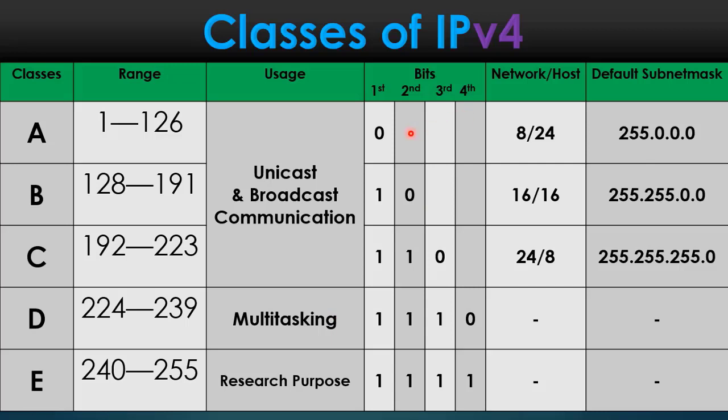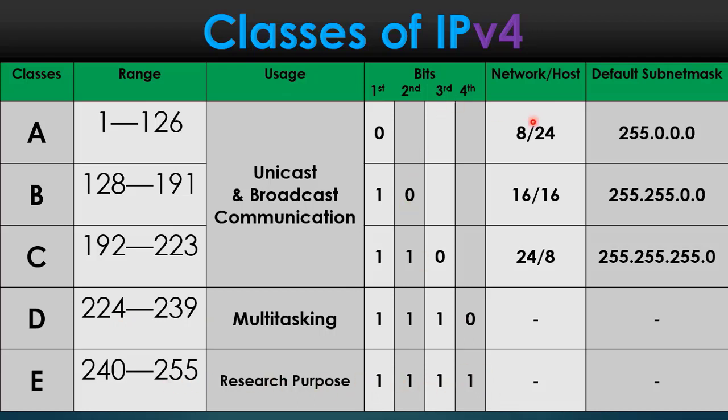Here I write, if the first bit is 0, then you are in class A. In the first octet, if the first bit is 1 and the second is 0, you are in class B. In the first octet of the IP address, if the first 2 bits are 1 and the third is 0, you are in class C. If 3 bits are 1 and the fourth bit is 0, then you are in class D. If 4 bits are 1 and the next bit is 0, you are in class E.